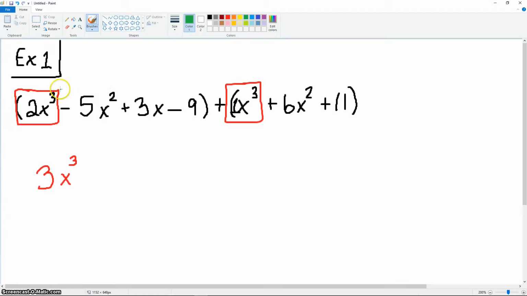Let's move on, and once you count down from the third exponent, you have the second exponent. So right here is 1 with the power of 2, and then right here is the other one with the power of 2. So we have a negative 5x squared plus 6. That's going to leave us with a positive 1x squared.